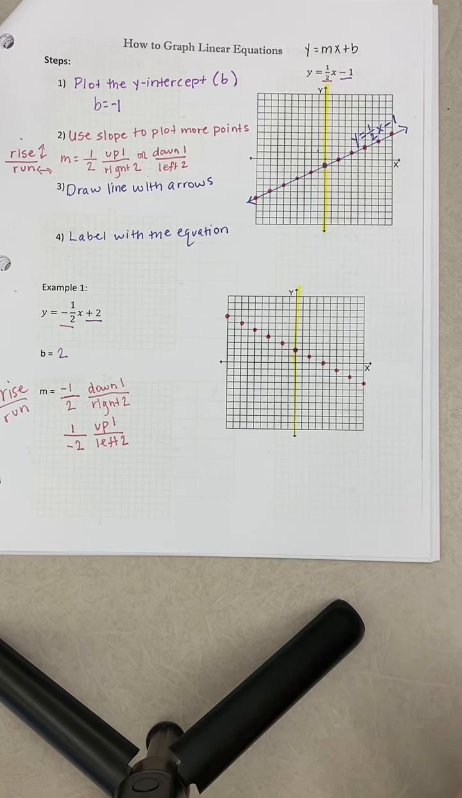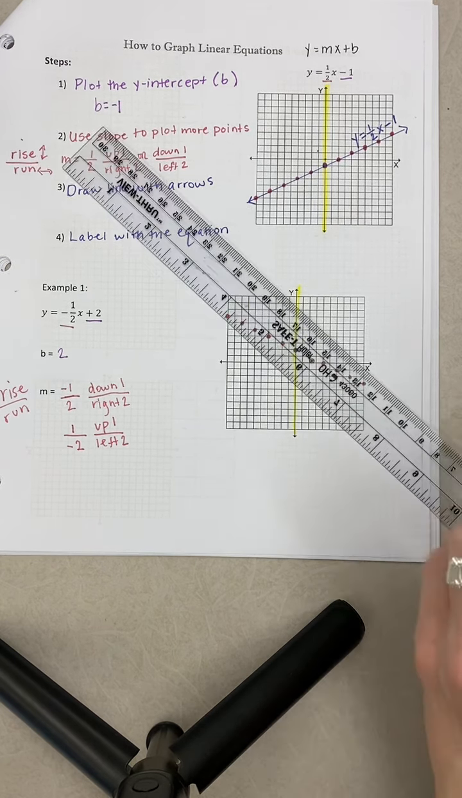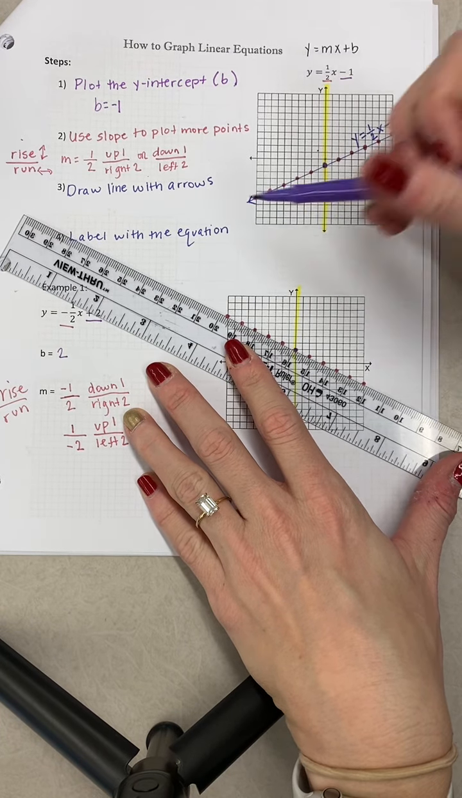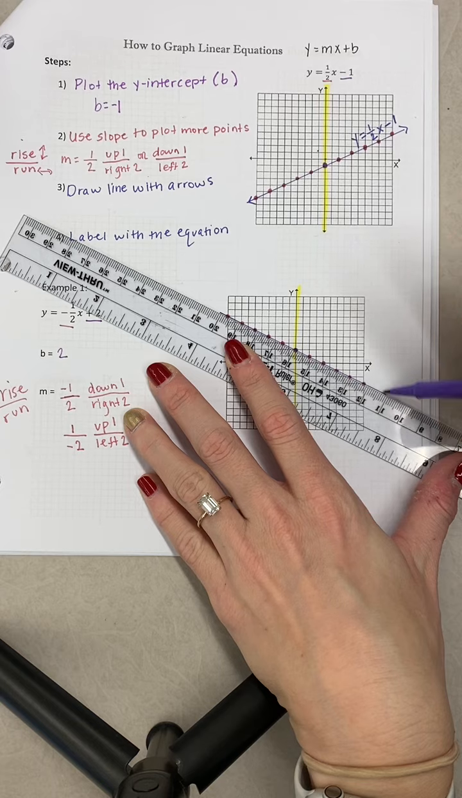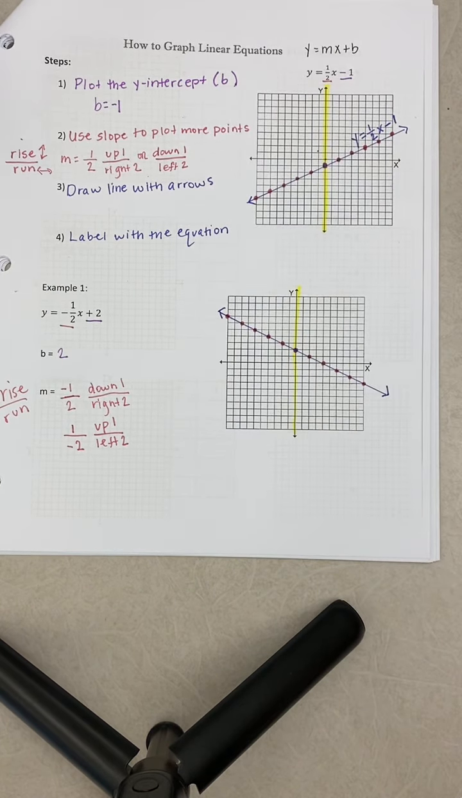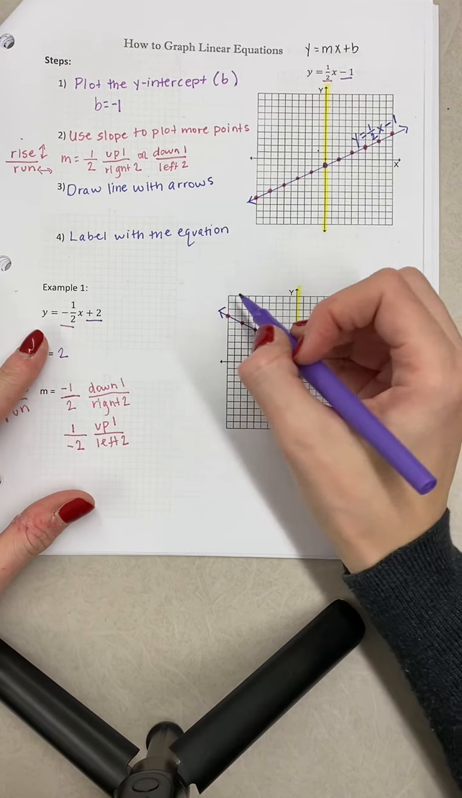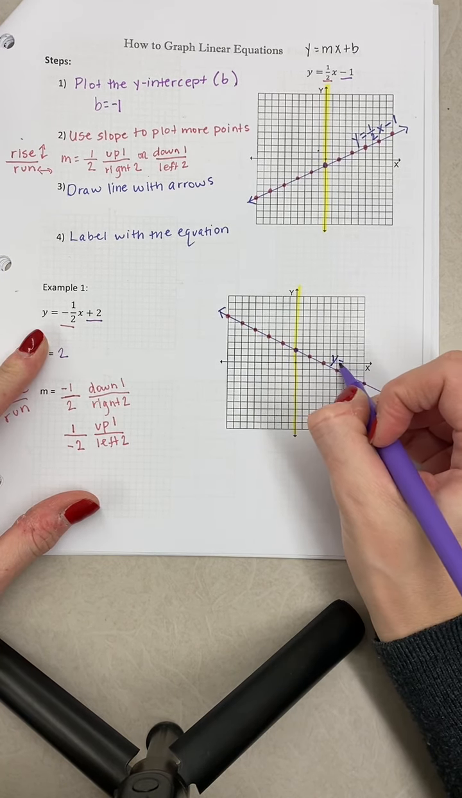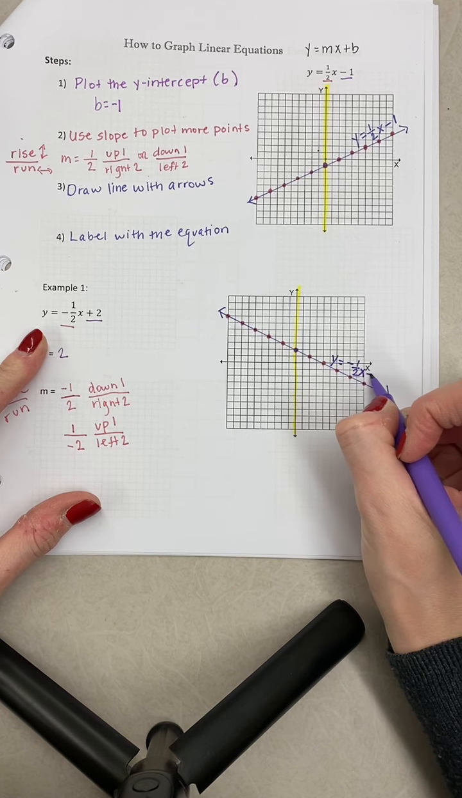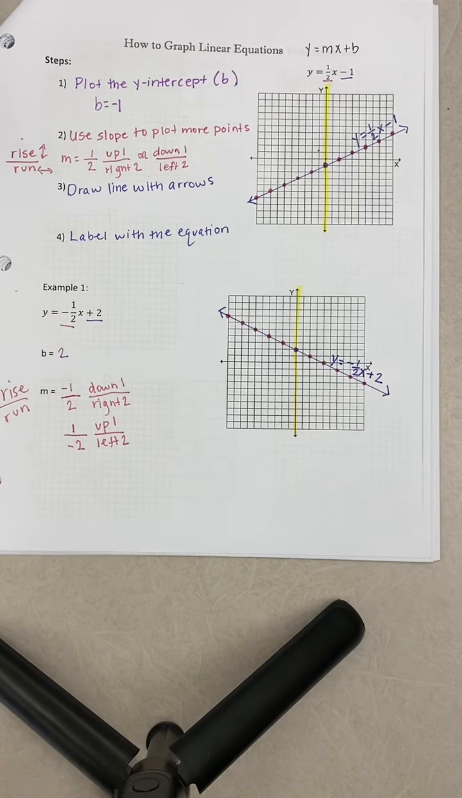Then we're going to use our straight edge, draw our line with our arrows, and label our line with the equation. So we have y equals -1/2 x plus 2.